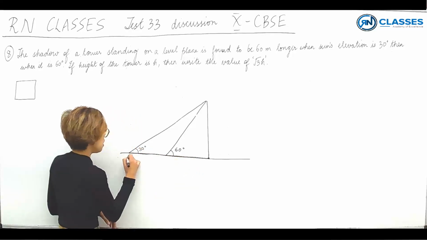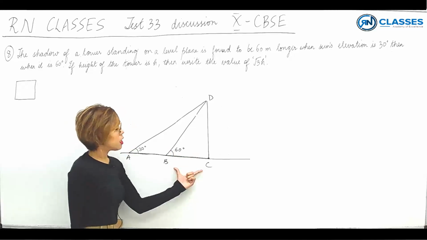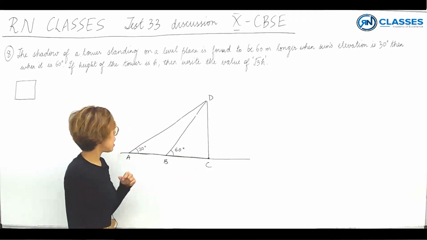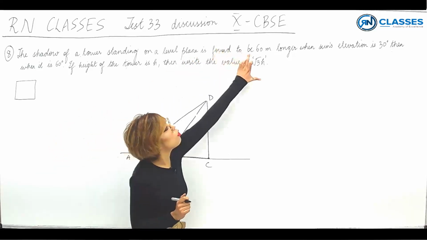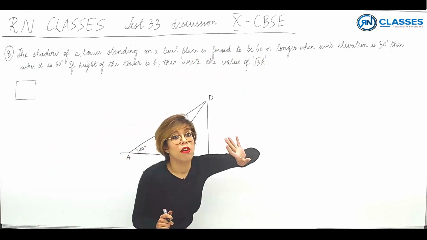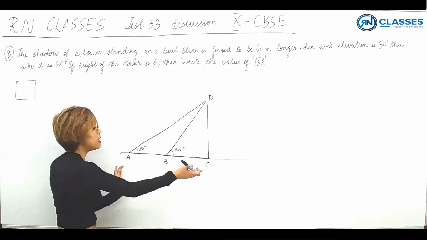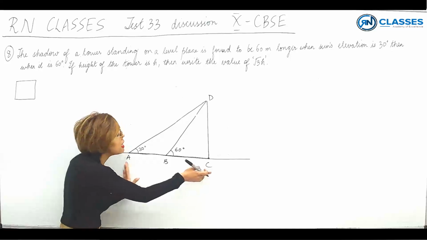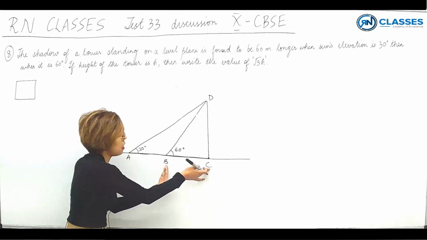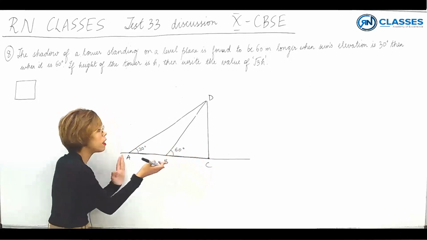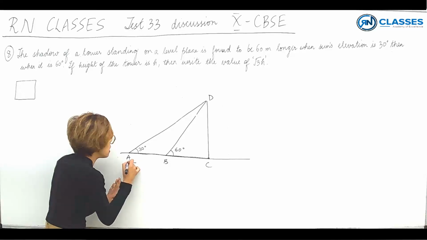So, let me name this A, B, C, D. So, the shadow for 60 degree is BC, the shadow for 30 degree is AC. Now, he says that the shadow is found to be 60 meters longer when the sun's elevation is 30 degree. When sun's elevation is 30 degree, the entire shadow is there. But this is 60 meters longer than this one. So it is longer by this much. This one. So 60 meter longer. So that means this distance is 60.